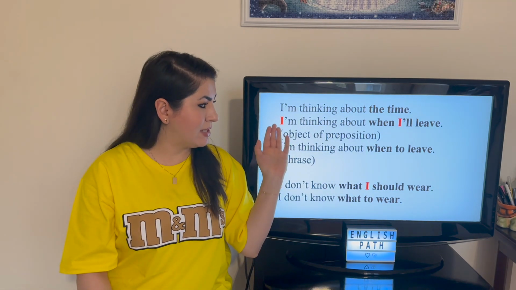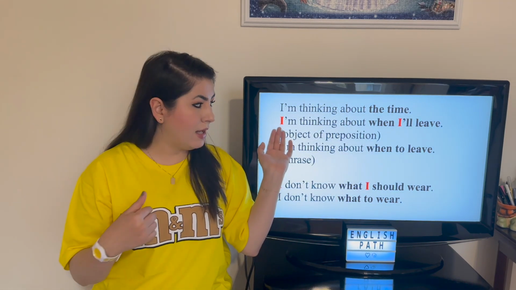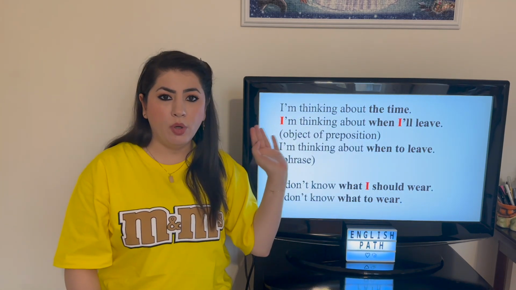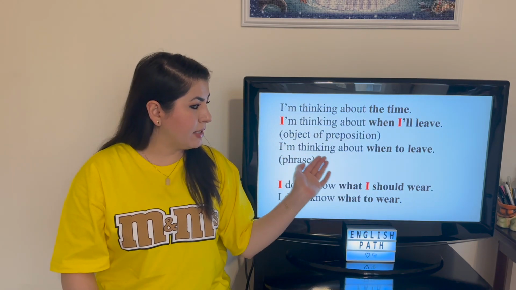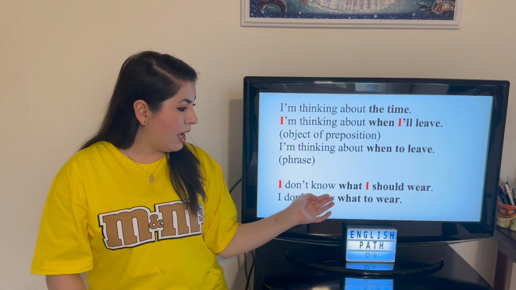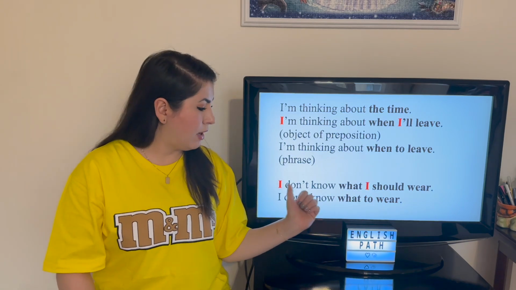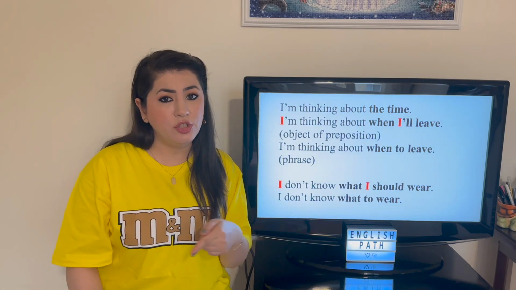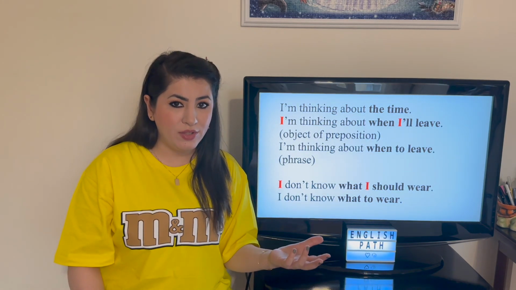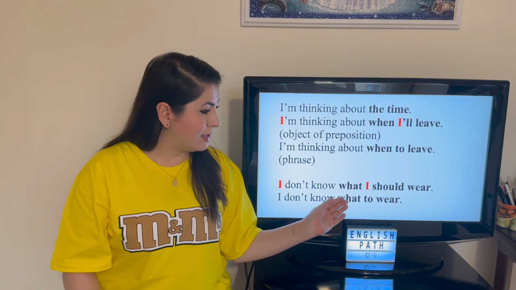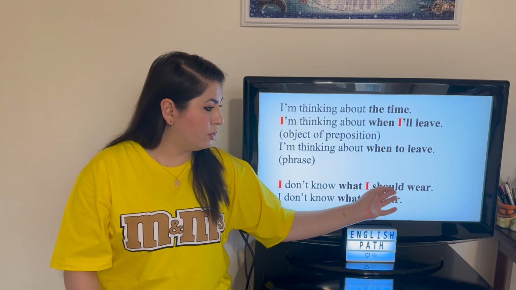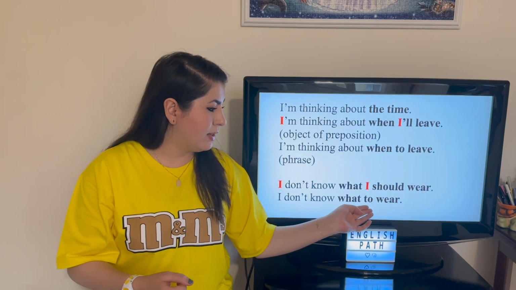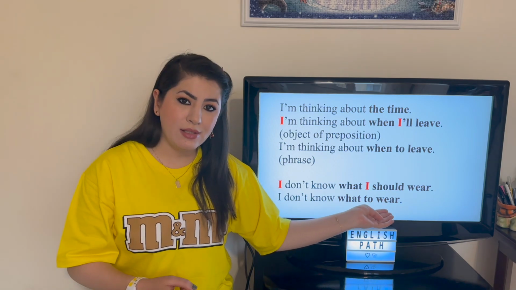You can do this when the subjects of the main clause, the independent clause, and the noun clause are the same. They are both I in this case, so I'm thinking about when to leave. Or I don't know what I should wear. I don't know what to wear. She doesn't know what she should wear. She doesn't know what to wear. So what just happens is that you remove the subject, you remove the auxiliary, and then you just replace it with an infinitive, to plus verb.